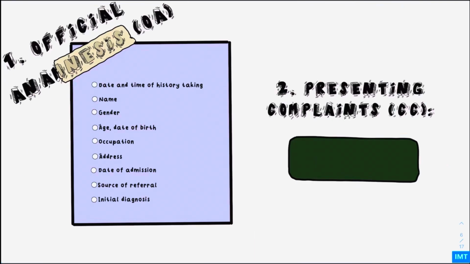Okay, next. First of all, official anamnesis. What are they? First of all, we write at the very top of the chart the date and time of history taking. Name and gender are two very, very important items. Name is needed to be familiar with the patient, and gender for sex identification.